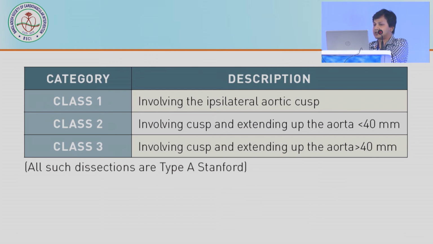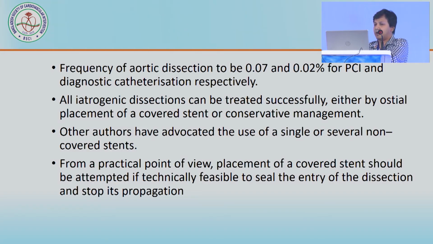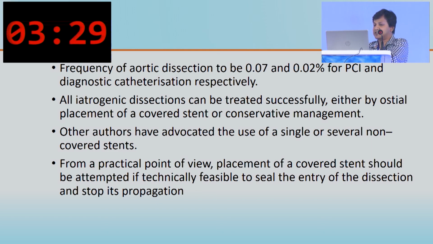This dissection is also classified as class 1, class 2, class 3 according to involvement of the aortic cusps and its extension into the ascending aorta, below 40 mm or above 40 mm. The frequency of aortic dissection is about 0.7% and 0.02% for PCI and diagnostic catheterization respectively. All iatrogenic dissections can be treated successfully either by ostial placement of a covered stent or conservative management, and other authors also advocate the use of single or several non-covered stents. From a practical point of view, placement of a covered stent should be attempted if technically feasible to seal the entry of the dissection and stop its progression.